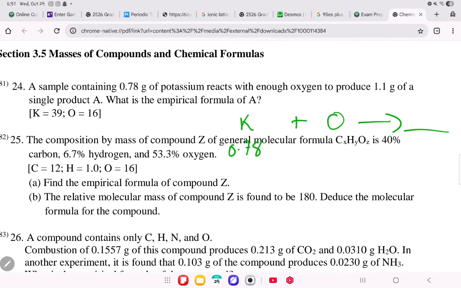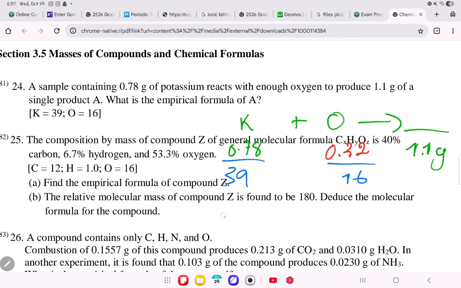So how many grams of oxygen did we use? We used 1.1 minus 0.78, which is what? Which is 0.32 grams. Perfect. Now we need to find the number of moles by doing mass over molar mass. So 0.78 over 39, 0.32 over 16. This is going to be 0.02 moles, 0.02 moles.